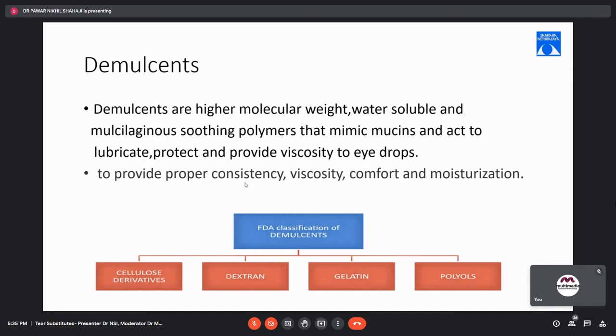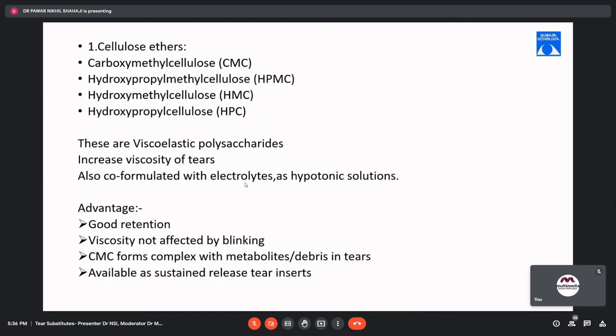Yes. So the demulsant is the active agent of the tear films, which is further classified into cellulose derivatives, dextran, gelatin and polyols. They have higher molecular weight, are water soluble, and are mucilaginous soothing polymers that mimic mucin and act to lubricate, protect, and provide viscosity to eye drops. They provide proper consistency, viscosity, comfort, and moisturization. Commonly available demulsants are cellulose ethers, carboxymethyl cellulose, hydroxypropyl methyl cellulose. These are viscoelastic polysaccharides. They increase the viscosity of tears and are also co-formulated with electrolytes as hypotonic solutions.